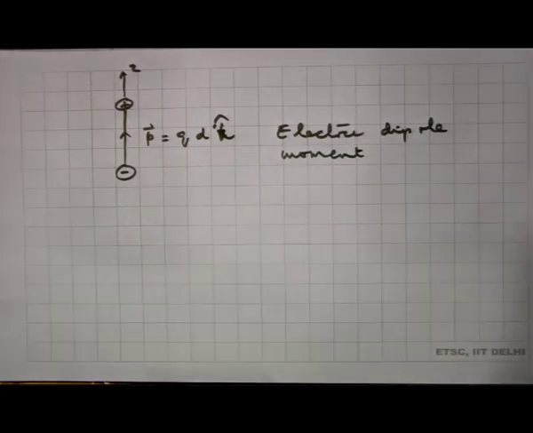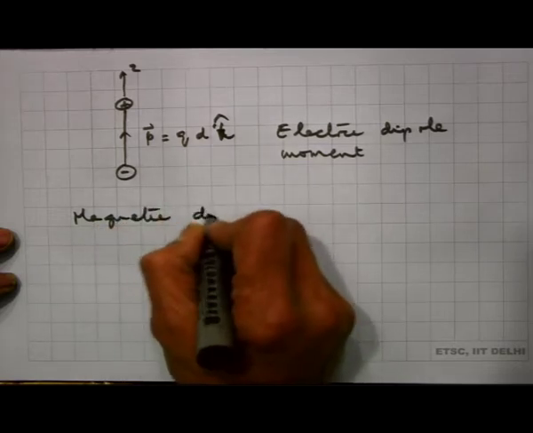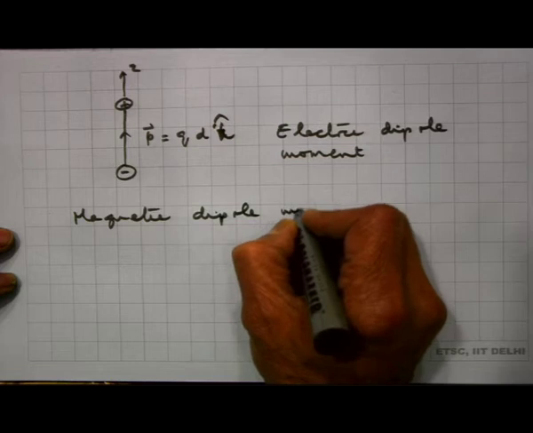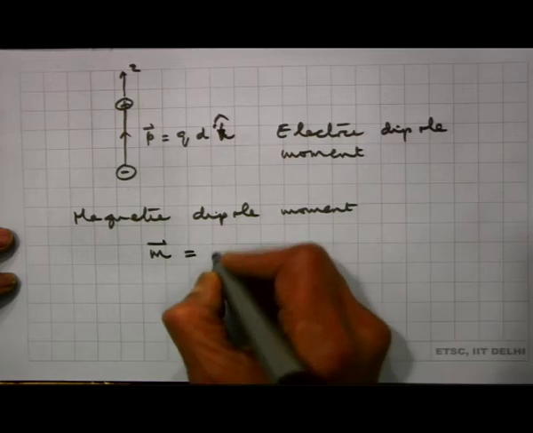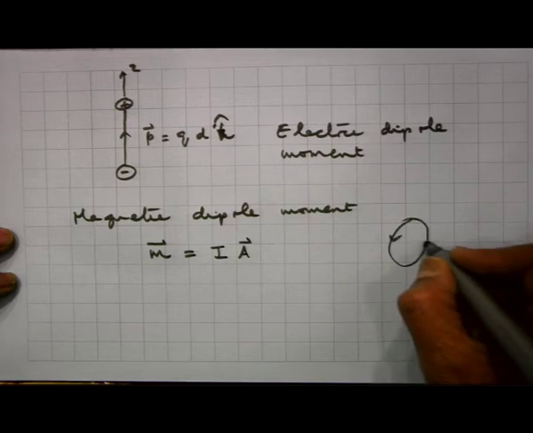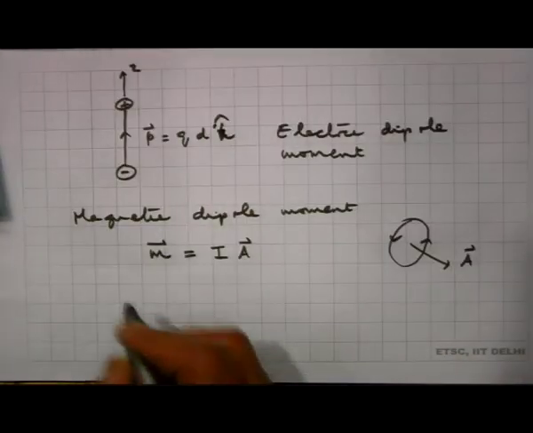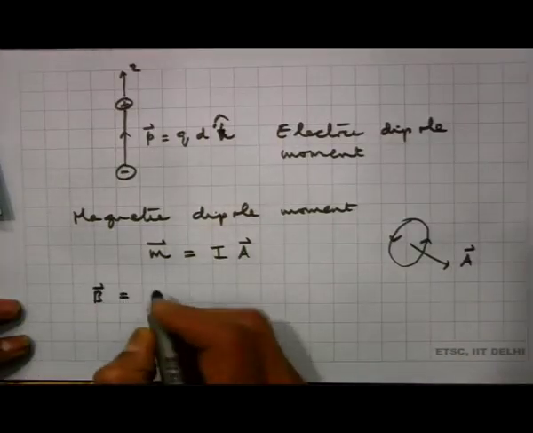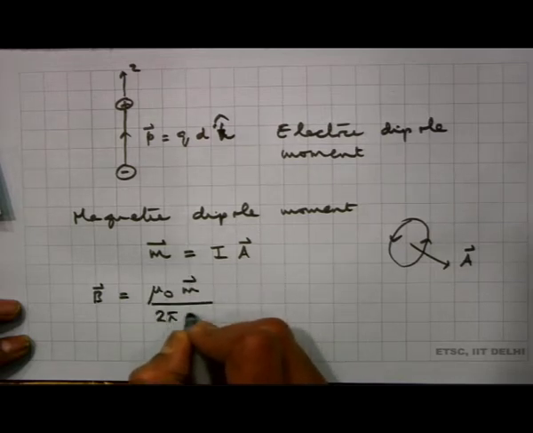I can also define a magnetic dipole moment m by current into area vector. So, if I have a current carrying loop here, so this is the area vector. Current into area vector is called the magnetic dipole moment, and if I use that equation here, I will get the magnetic field produced by this current loop on the axis far away as mu 0 m by 2 pi z cube.